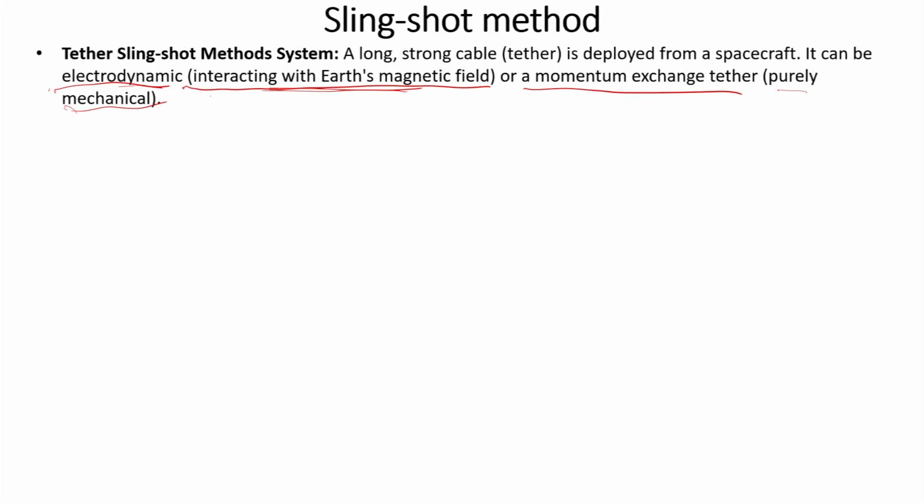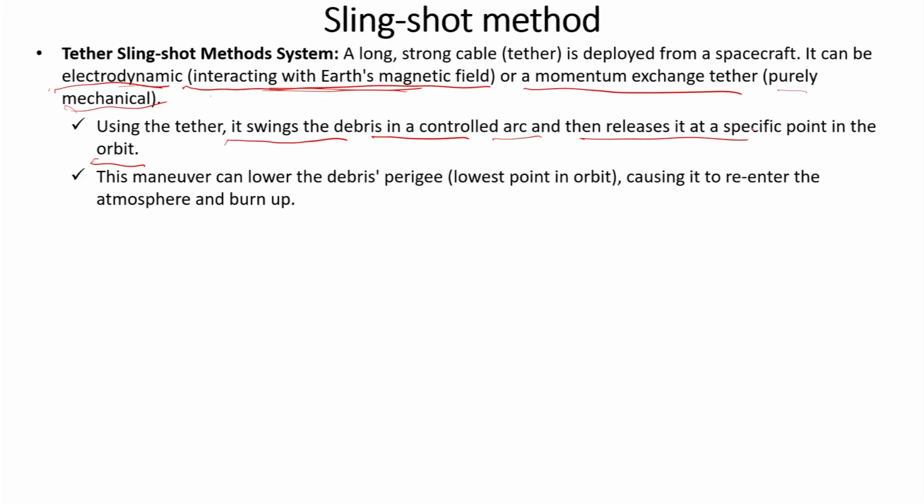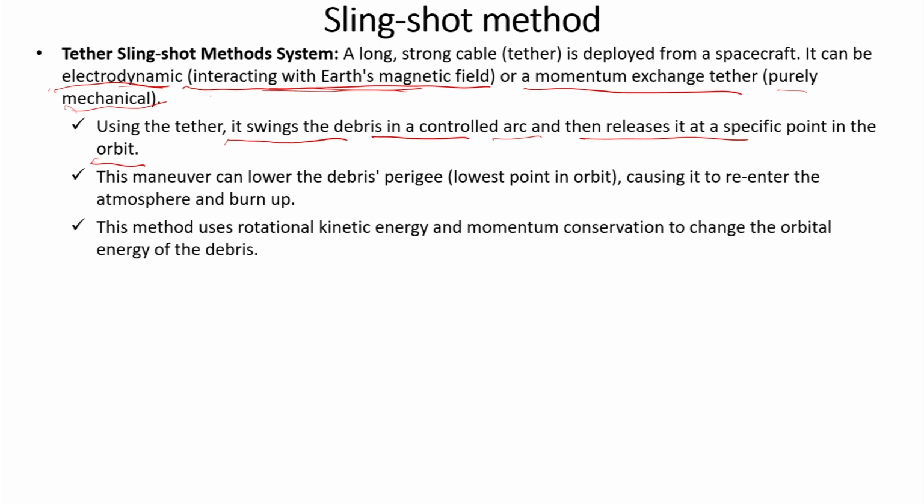So, it can align the debris axis towards the center of gravity of the Earth. Then the Earth's gravity will assist it to deorbit. Using the tether, it swings the debris in a controlled arc and then releases it at a specific point in the orbit. So, this is the method. This maneuver can lower the debris perigee, that is the lowest point in the orbit, causing it to re-enter the atmosphere and burn up.